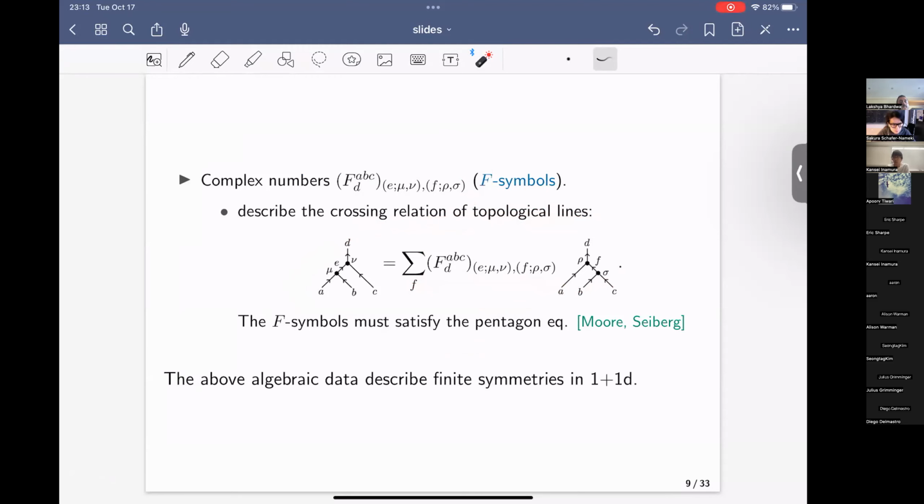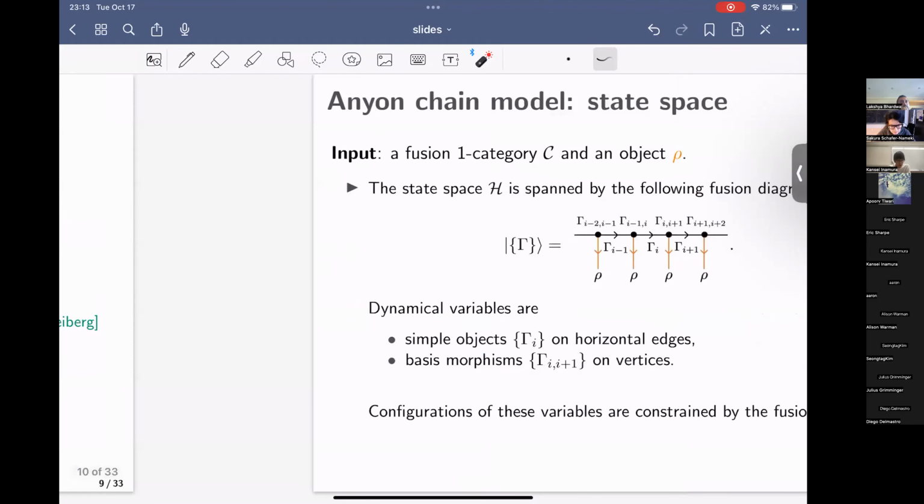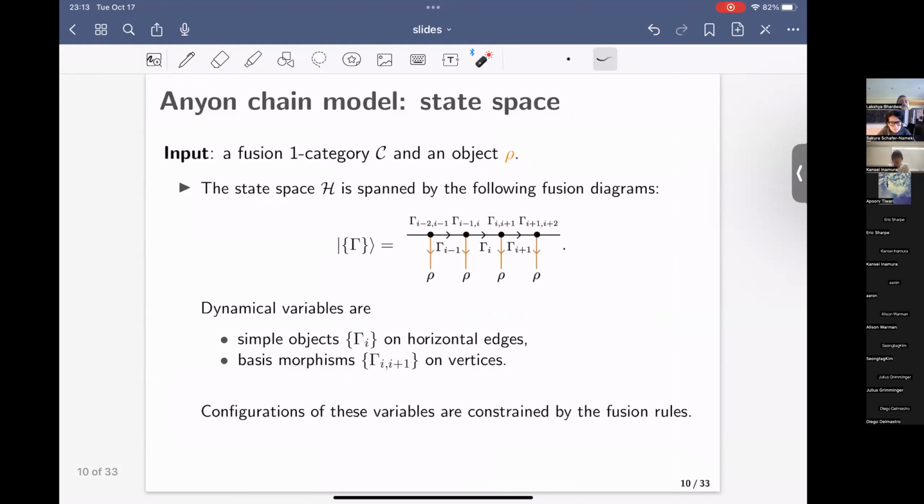So basically, a fusion 1-category is just the set of topological lines, the set of topological junctions of these topological lines, and the set of complex numbers called F symbols. And these algebraic data describe finite symmetries in 1+1 dimensions. So now let's construct 1+1 dimensional lattice models with these symmetries.